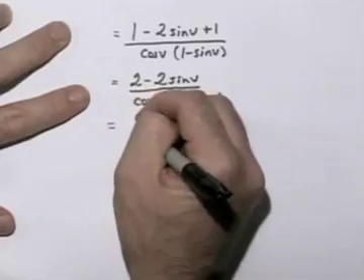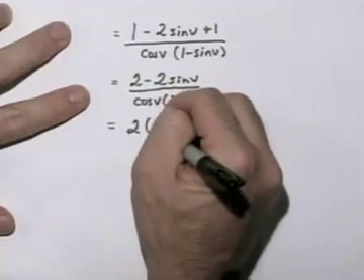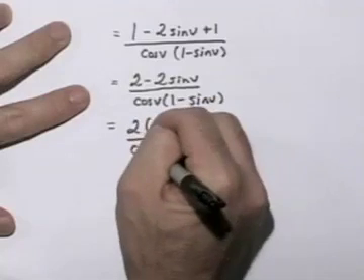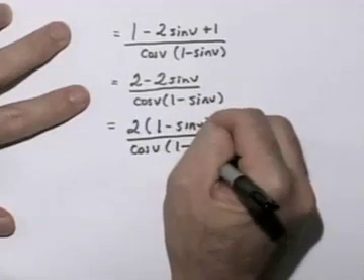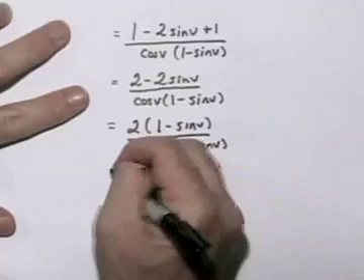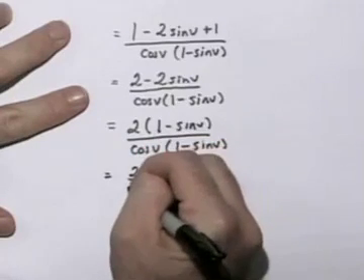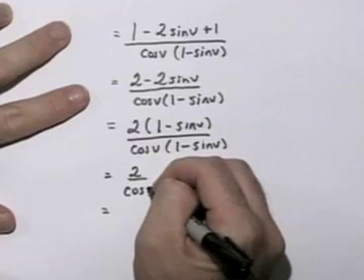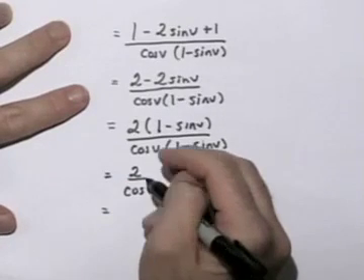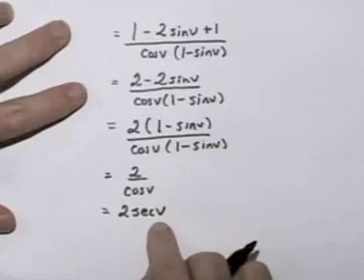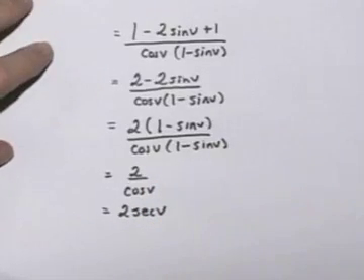Factor out a 2. I get 2 times (1 − sin v) over cos v (1 − sin v). The (1 − sin v)'s divide out, and I'm left with 2 over cos v. Well, 1 over cos v is sec v, so now I have 2 sec v, and that's what I wanted the right-hand side to equal.